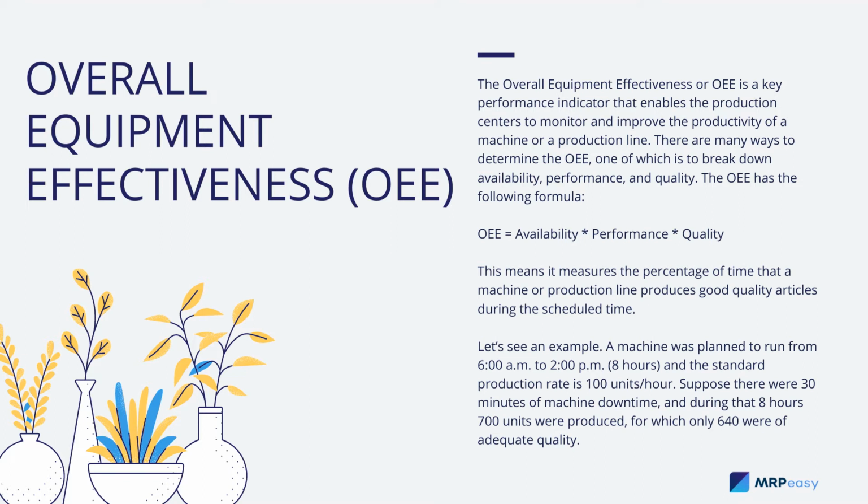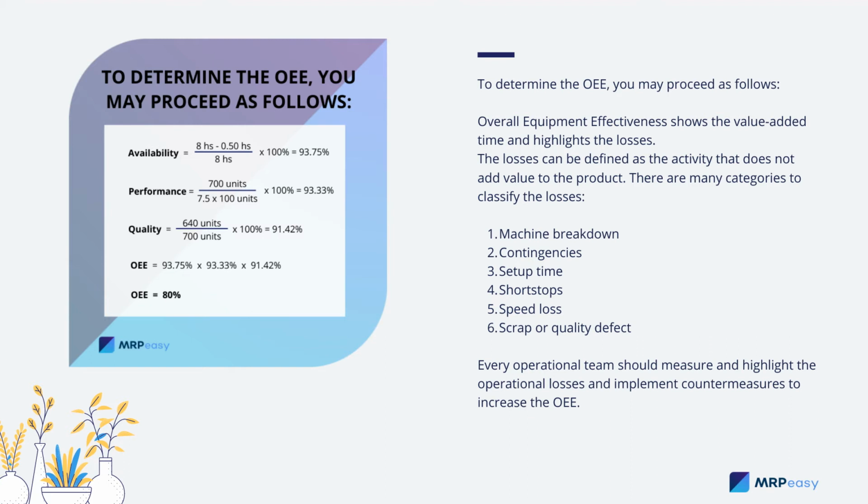OEE equals availability times performance times quality. This means it measures the percentage of time that a machine or production line produces good quality articles during a scheduled time. Let's see an example. A machine was planned to run from 6 a.m. to 2 p.m., 8 hours, and the standard production rate is 100 units per hour. Suppose there were 30 minutes of machine downtime, and during that 8 hours, 700 units were produced, of which only 640 were of adequate quality. To determine the OEE, you may proceed as follows.